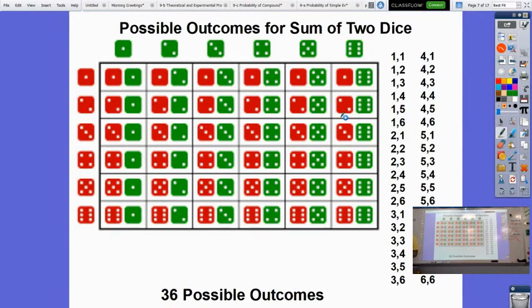Which of these is the most common result? What comes up the most when you roll 2 dice? What number comes up the most? 4? How many results are there that add up to 4? No, this one, and this one. That's it. 3 out of 36 add up to a 4, right? A 3 and a 1, a 2 and a 2, or a 1 and a 3.